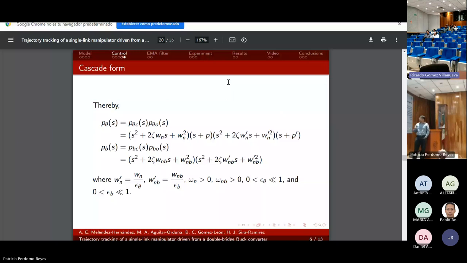Thereby, we have these two expressions, the first one to compute the gains of the motor pendulum subsystem, and the second one for the gains of the second subsystem, the buck converter. Also, we have a few constraints.